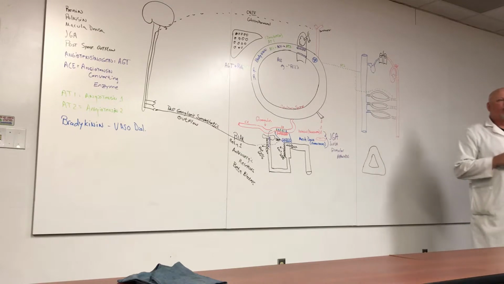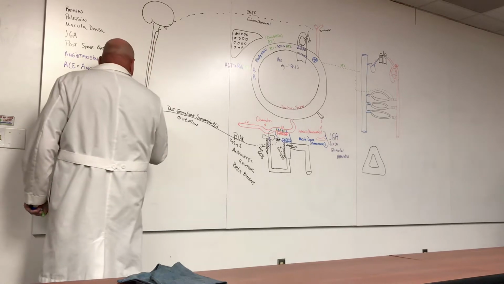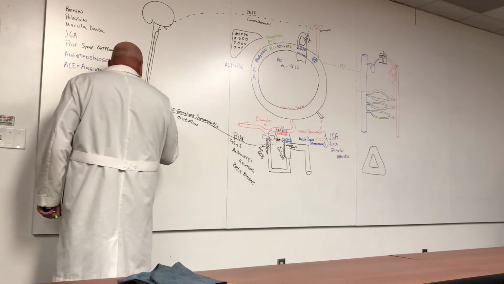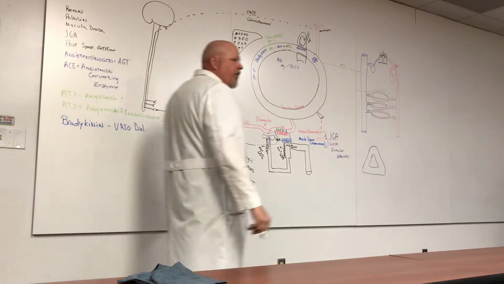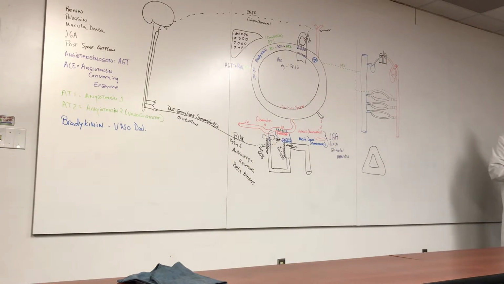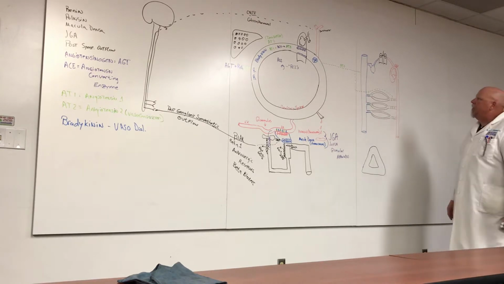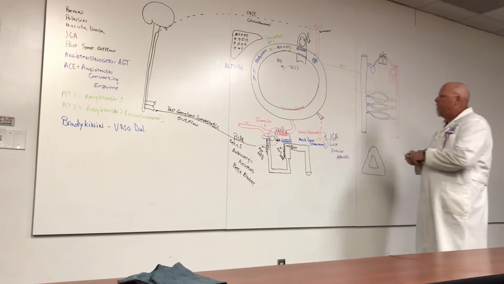Angiotensin 2 is a very powerful what? Vasoconstrictor. There you go. A very powerful vasoconstrictor. So the goal is to do what? To raise our blood pressure. If I open the blood vessels, blood pressure drops. If I squeeze them, blood pressure goes up.